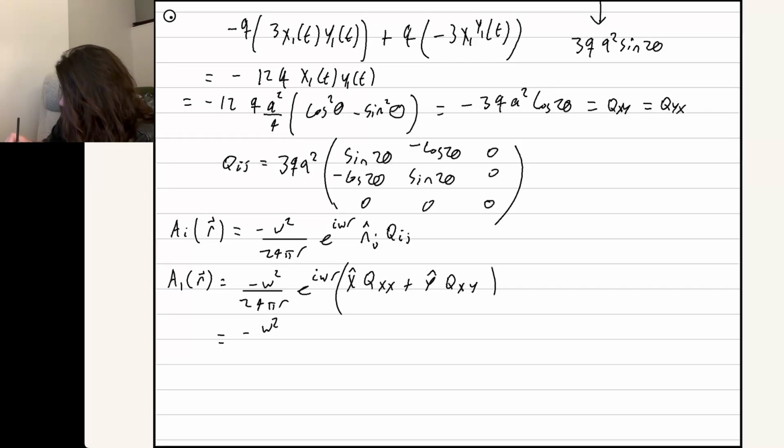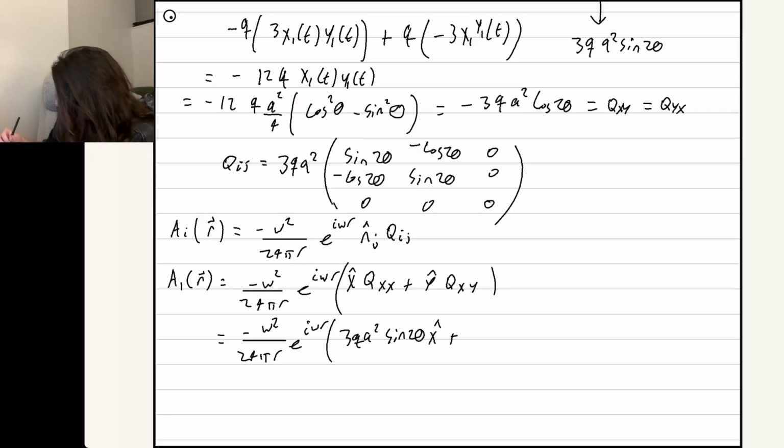which is going to be minus omega squared over 24 pi r e to the i omega r. You'll have 3qa squared sine 2 theta, and that's in the x hat direction, plus minus 3qa squared, and that's going to be cosine 2 theta y hat. Okay.